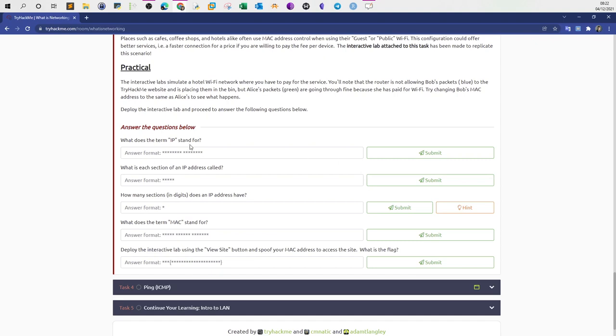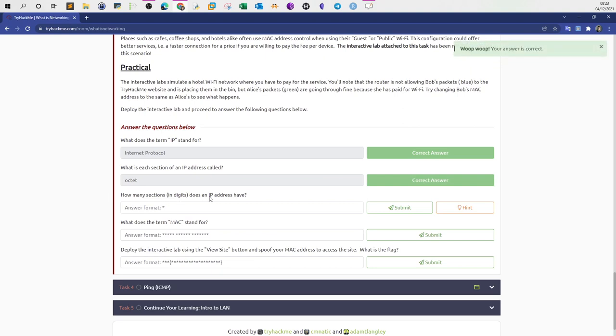So, what does the term IP stand for? IP stands for Internet Protocol. The next one: what is each section of an IP address called? We said that an IP address is composed of four sections. They are called octets. How many sections in digits does an IP have? So four. What does this term MAC stand for? We said that MAC stands for Media Access Control.